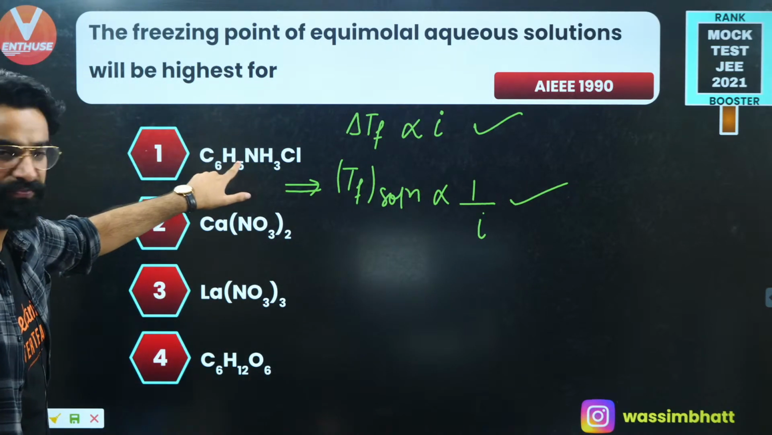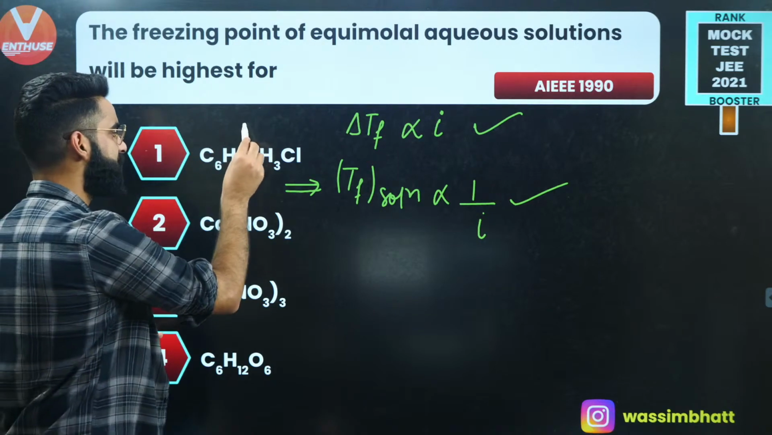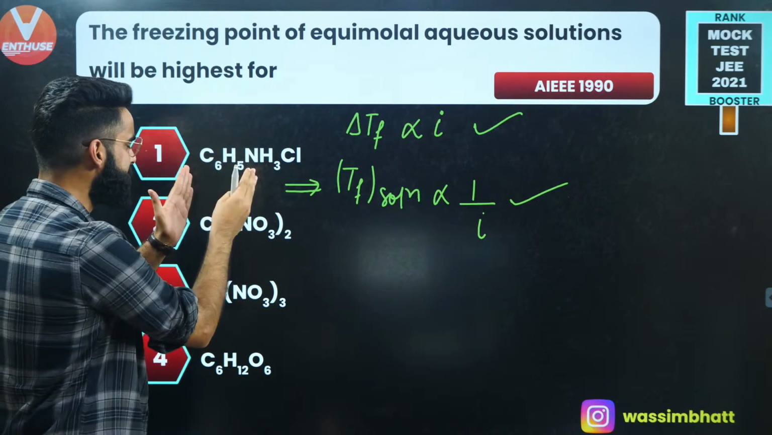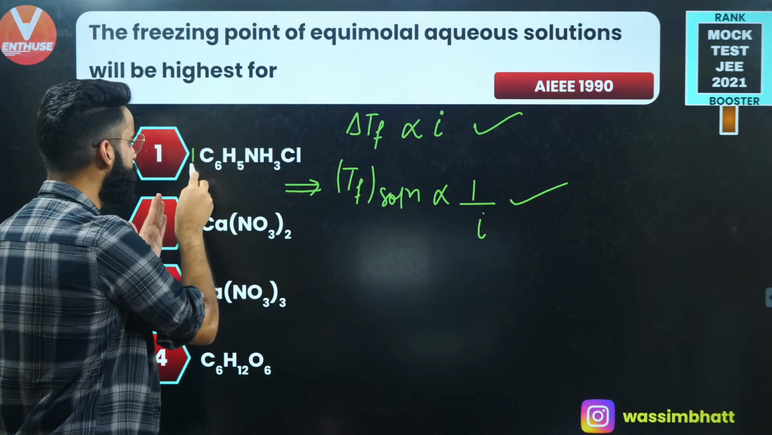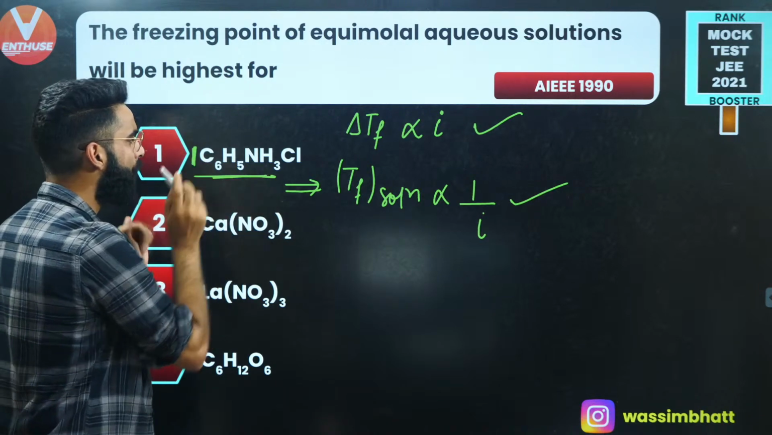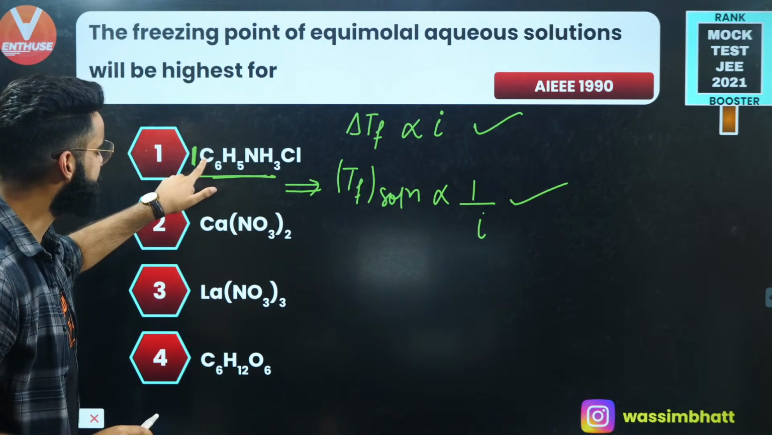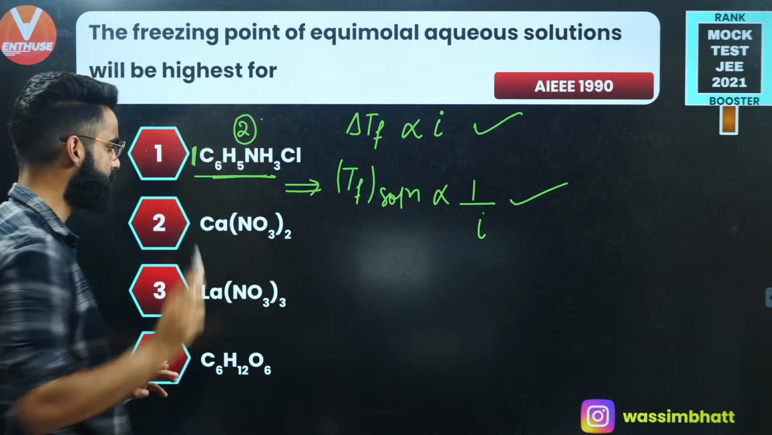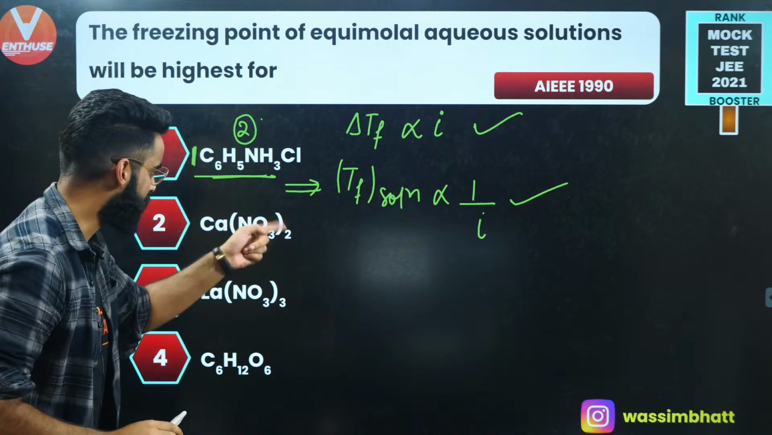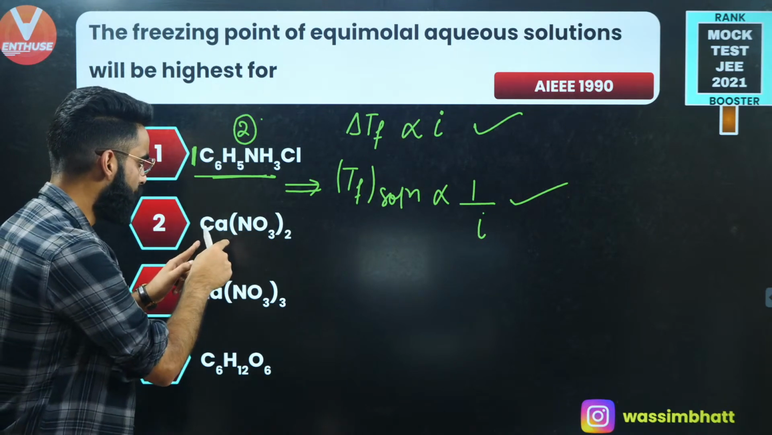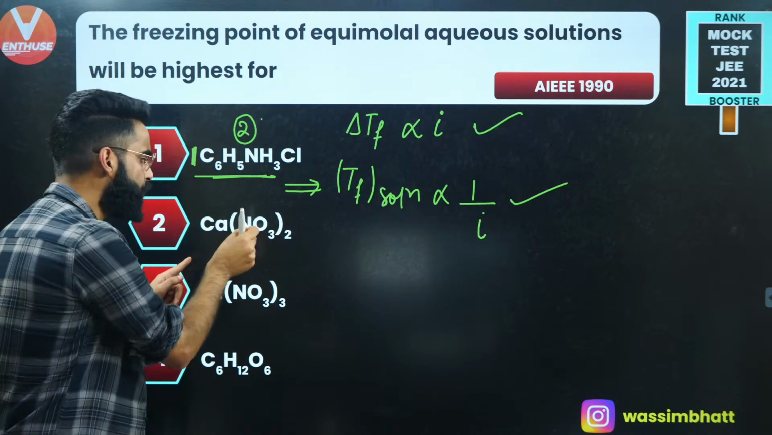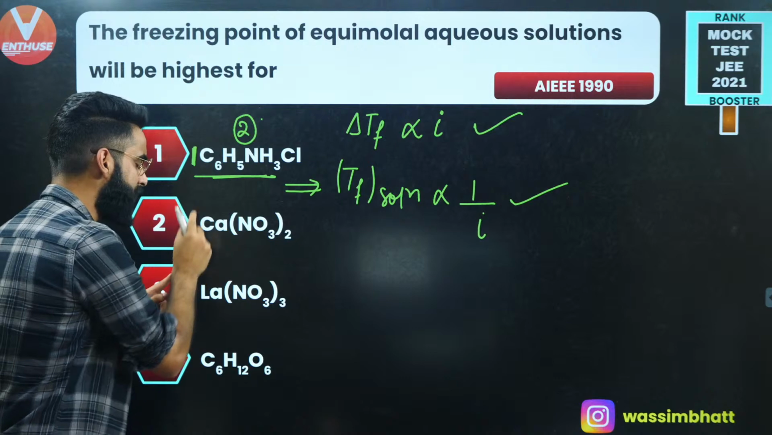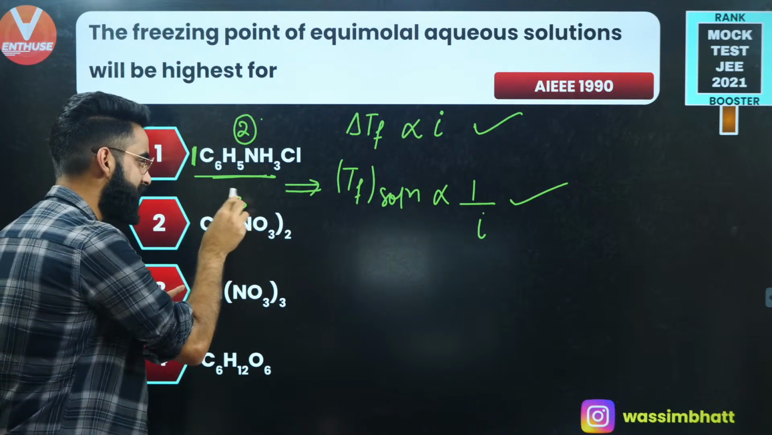Now, people, if you look at the first case, what is the Van't Hoff factor in the first case? Just see how many ions will be produced from one molecule of it. 2 ions will be produced. That will be C6H5NH3 positive, Cl negative. So, the Van't Hoff factor in case of the first one is 2. When it undergoes dissociation, it will get converted into Ca2+ plus 2 times NO3 negative. So from one molecule of it, we are getting 3 ions. So the Van't Hoff factor is 3.